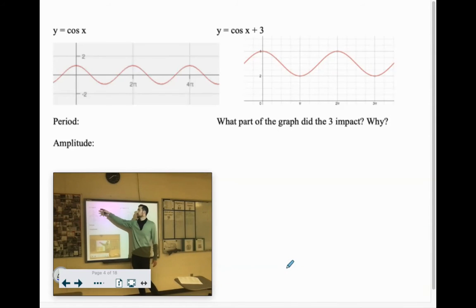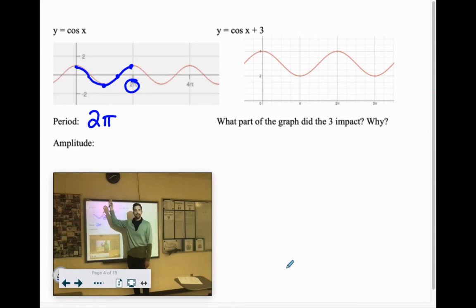Here we have y equals the cosine of x. Remember, the cosine starts at 1, dips to 0, down to -1, back up to 0, and then back up to 1. It repeats at the period 2 pi, and farthest it goes up is 1, farthest it goes down is 1, so the amplitude is 1.